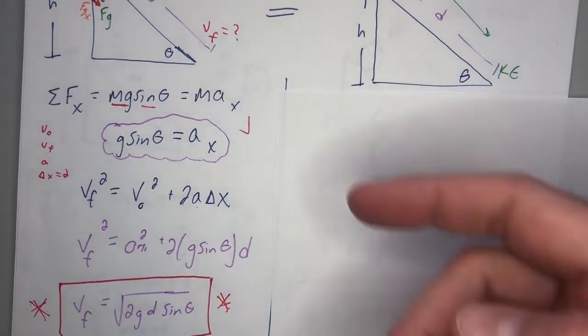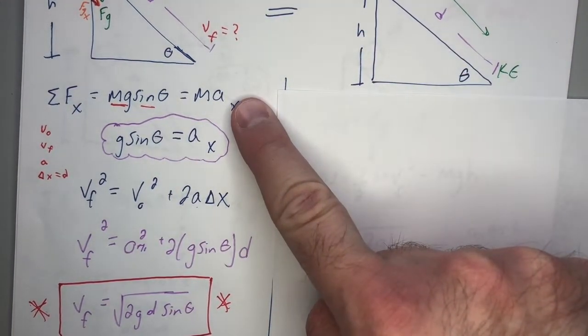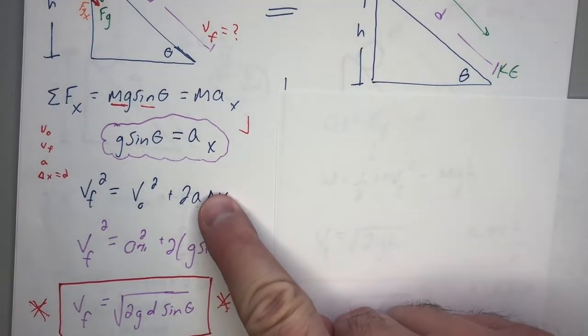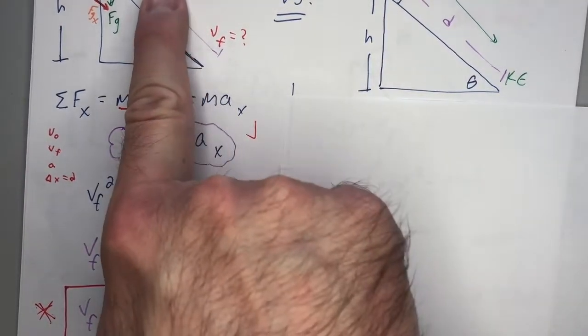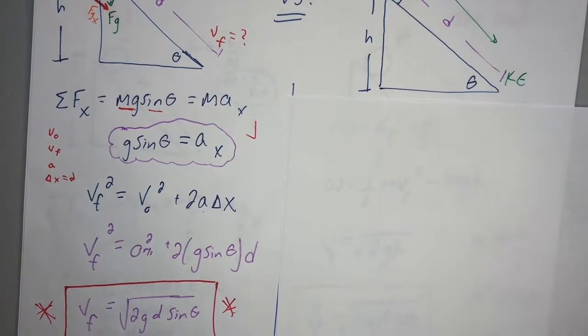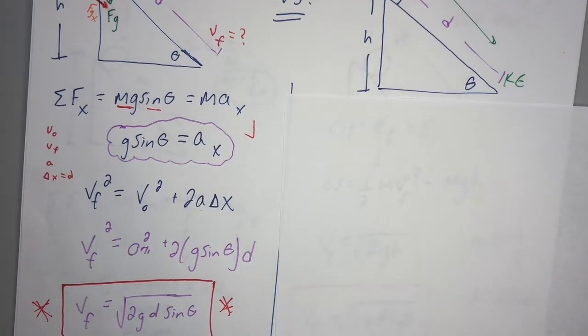So we did it. We got forces. We solved for net acceleration. Once we had net acceleration, we went over kinematics and we solved for v final. And that makes us happy. And it is positive velocity because we said positive was down the ramp, and that is definitely the way the block moved.